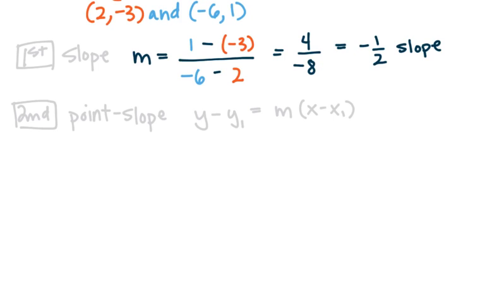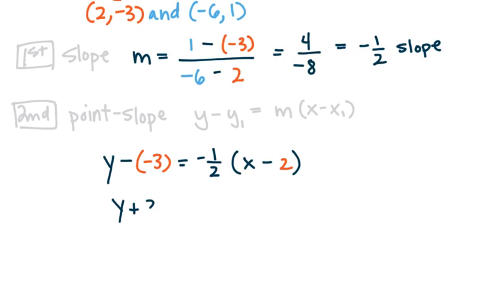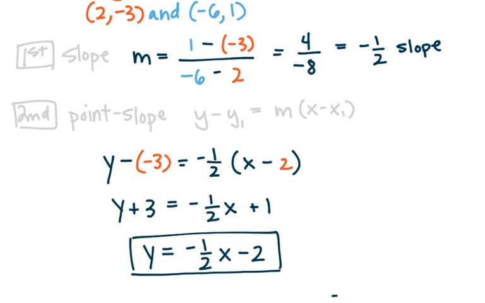So setting this up, I'm going to use (2, -3). We have y minus -3 equals my slope that I just found, -1/2, x minus 2. So that's y plus 3 is -1/2 x plus -1/2 times -2 is +1. And I'll subtract my 3 value and I have y equals -1/2 x. 1 take away 3 is -2. And that's my final answer.